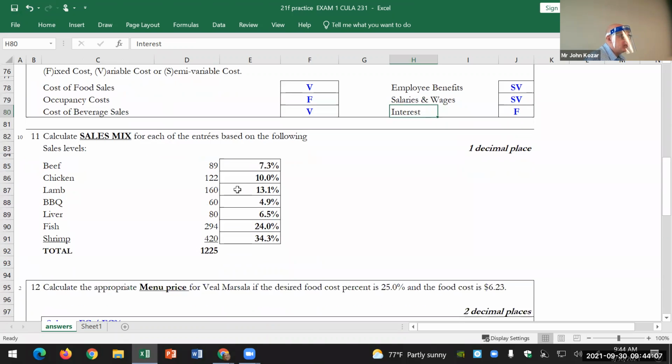Alrighty, so sales mix. We're just dividing the number of each item sold by the total number sold. I've got 7.3%, 10%, 13.1, 4.9, 6.5, 24.0, and 34.3. Any questions on that one? This is how I want it to be, like 1 decimal point and expressed as a percentage.